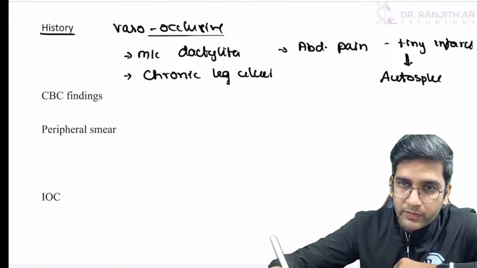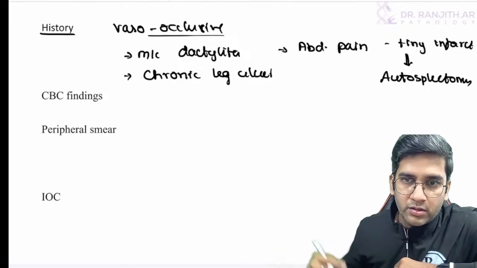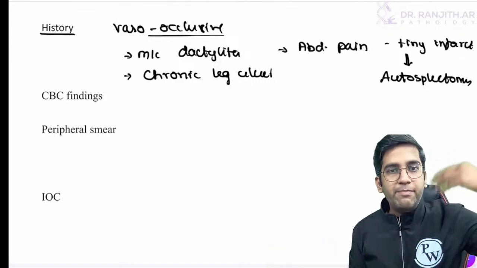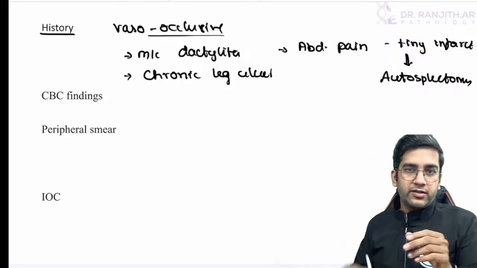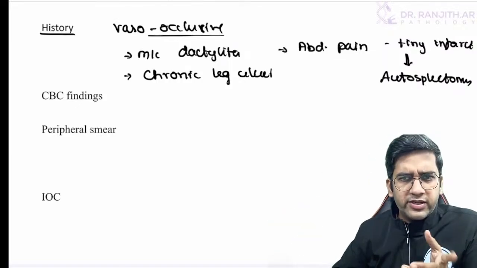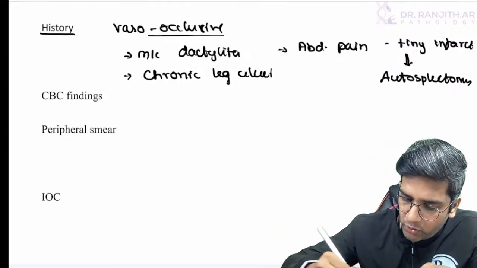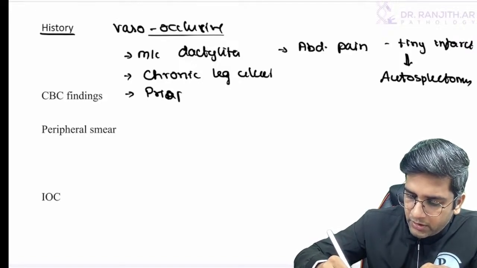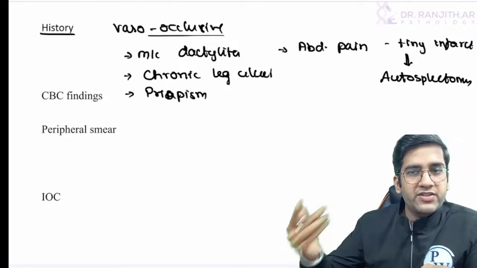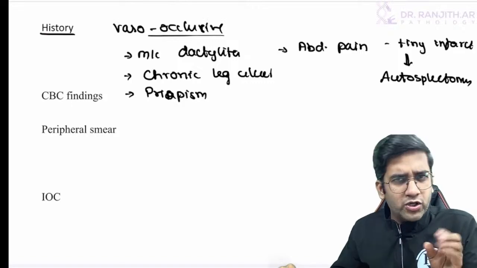Obviously, Devangan, yes, repeated cycling of reversible sickling at one point of time will make them irreversibly sickled. Right? It's a cycle which I have not mentioned here. You're right. Then we'll also have priapism as a classical finding. In most of the men, they present with priapism. Again, it's due to vaso-occlusive crisis.